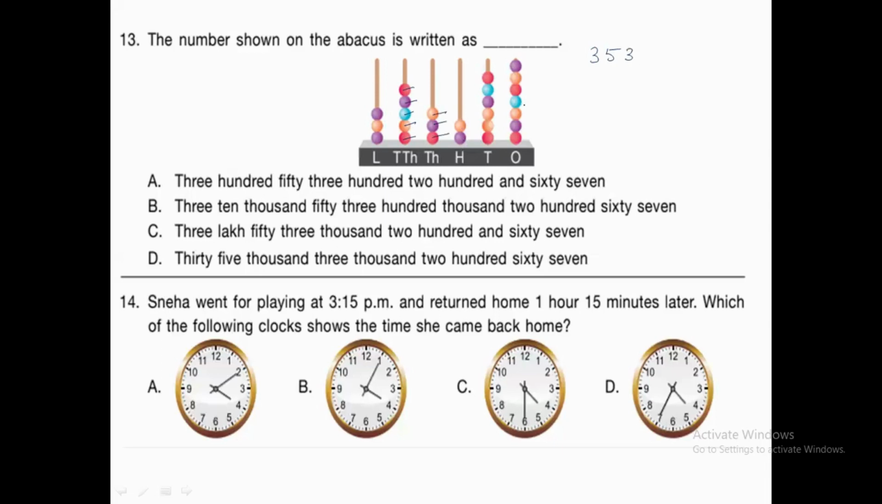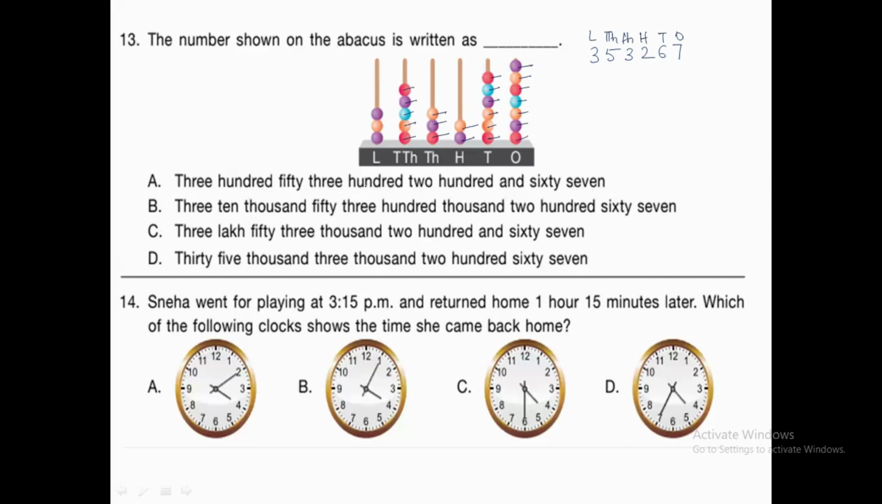At the hundreds place, the number is 2. At the tens place, the number is 1, 2, 3, 4, 5, 6. And at the ones place, the number is 1, 2, 3, 4, 5, 6, 7. So what number is it actually forming? At the lakh place, 10,000, 1,000, 100, 10 and 1, the number being formed over here is 3,53,267. Now we need to go through the options and check which number is the same as this one.